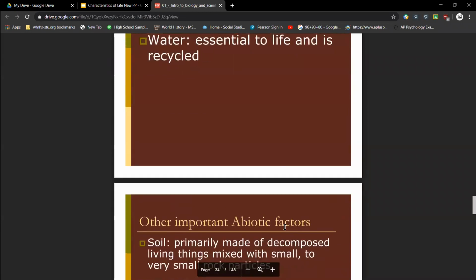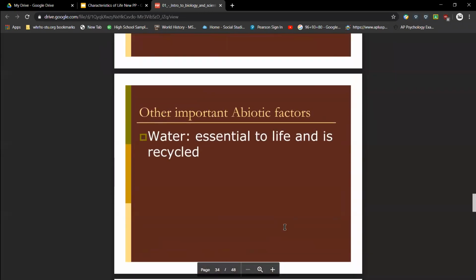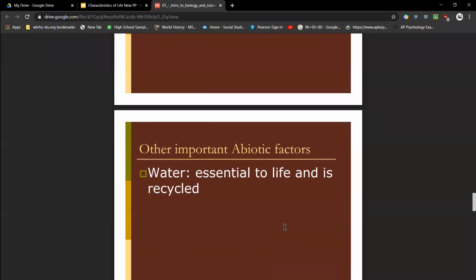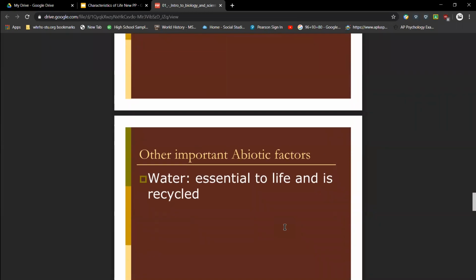So water is a really important factor for life, and it's also recycled constantly. The reason why water is so essential to life is because it's involved with all chemical reactions. Any chemical reaction that takes place in your body needs water to occur. So this is why we're made up of 70% water, because it's really important. We're also going to get into other properties of water in later classes that show that it's just a really essential molecule.